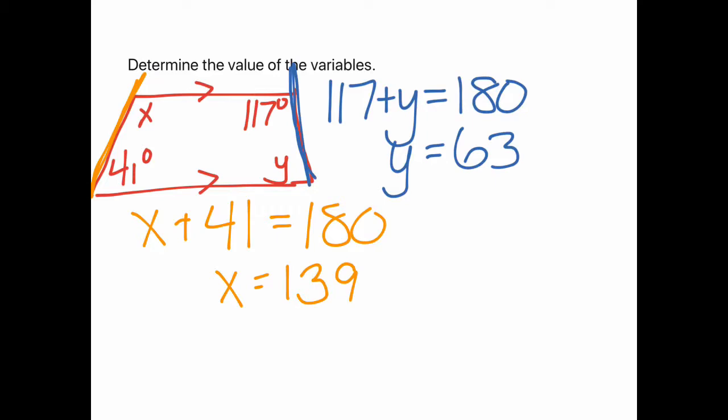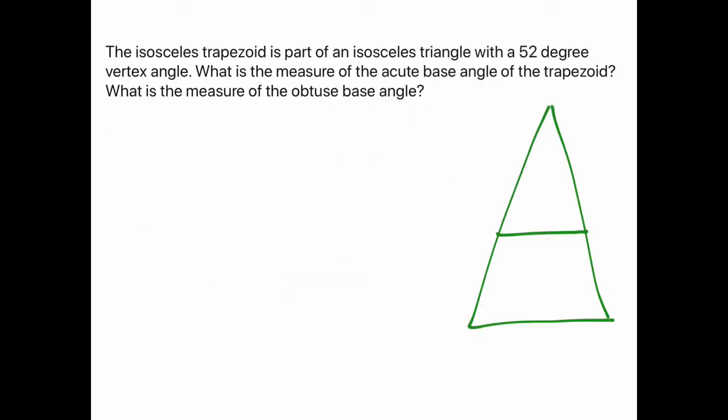The isosceles trapezoid is part of the isosceles triangle with a 52-degree vertex angle. What is the measure of the acute base angles of the trapezoid and the measure of the obtuse base angles?